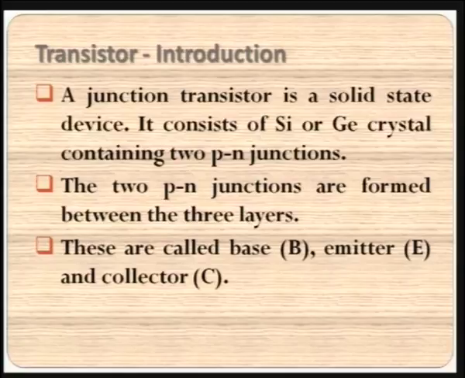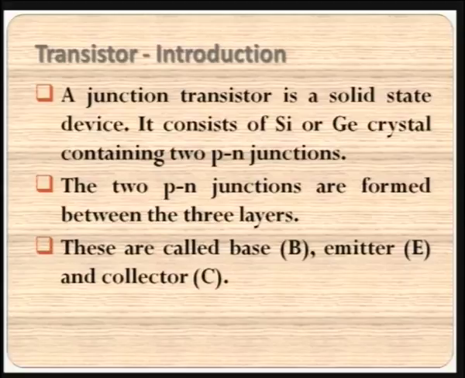Now, how are the two junctions formed? Because of the three regions, there are two connections, two joints. So, those two joints will have the p-n junctions formed. So, two such junctions are possible in a transistor. Because of this, a transistor is sometimes referred to as BJT, bipolar junction transistor. Like that also we can call the transistor.